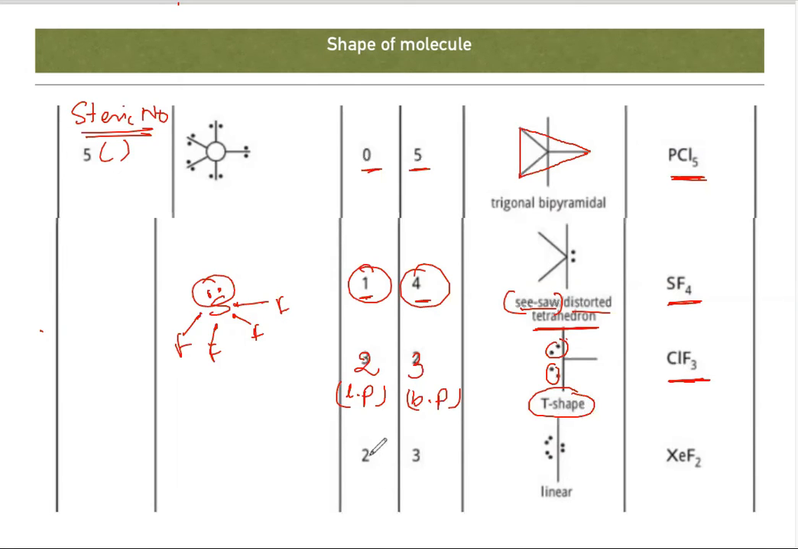Next, moving to our 3 lone pair and 2 bond pair. So the shape of this molecule is linear. Okay, so 1, 2 and 3 lone pair and 2 bond pair. Example is XeF2.